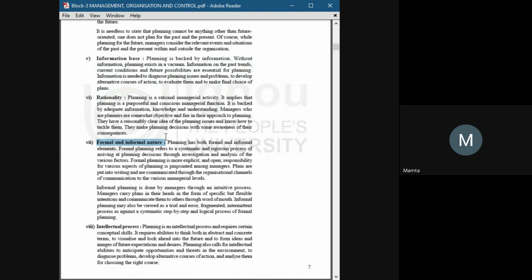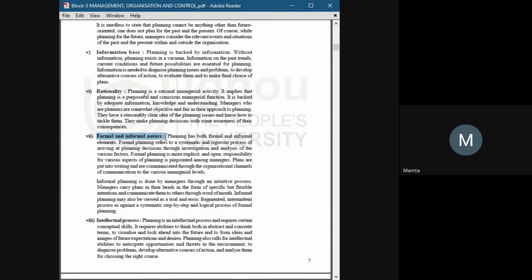Now coming to informal planning, it is done by managers through an intuitive process. Managers can carry plans in their heads in the form of specific but flexible intentions, because not every situation goes with your plan. Situations change, situations arise in an organization, and you can't go with the plan every time. You need to change your plan to achieve your goal. So that's where planning goes to informal nature. And for that purpose as well, managers need to plan everything in their mind.